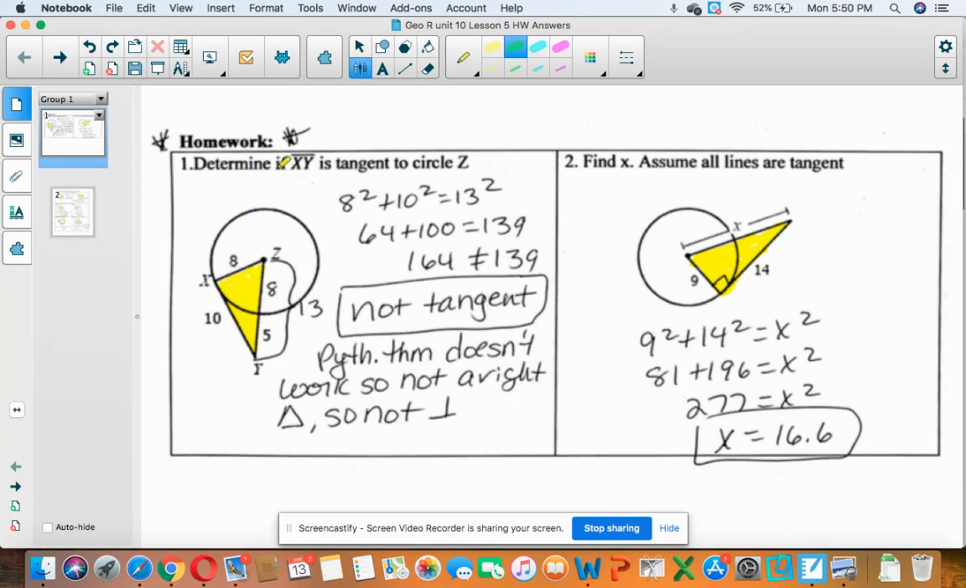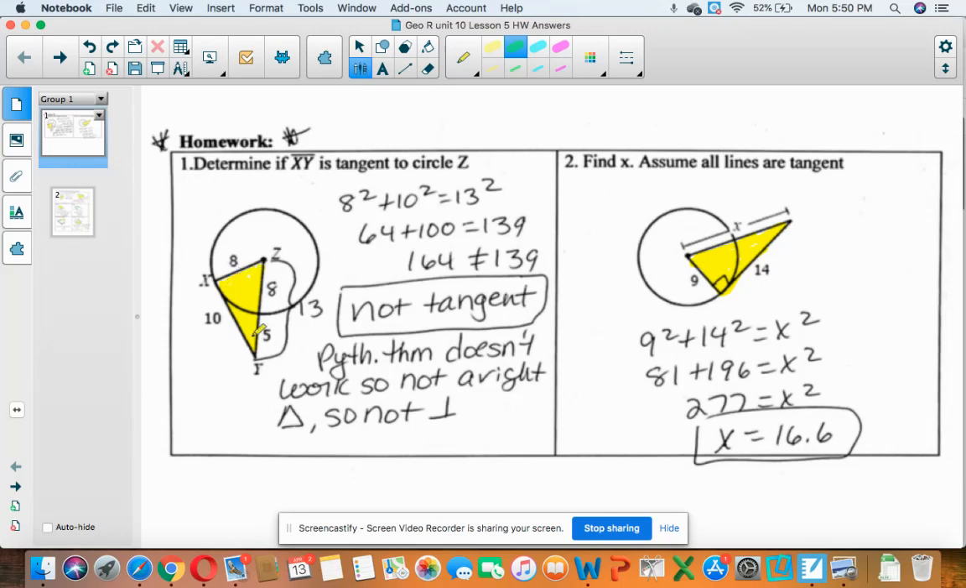So question 1 wants us to determine if XY is a tangent line. So actually it might not be in this particular question. It looks like it is. It looks like it intersects the circle in one spot. But if it's a tangent line, it must be perpendicular to the radius. And if it's perpendicular to the radius, then that would mean that the Pythagorean theorem would have to work.